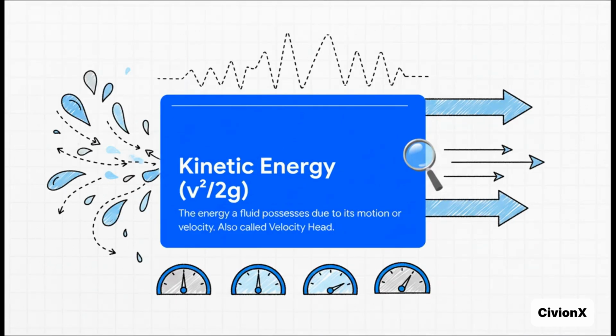Then, of course, there's kinetic energy, or velocity head. This one's pretty intuitive. It's the energy of movement. You know, a raging river has way more kinetic energy than a calm little pond. The faster the fluid is moving, the more of this energy it's got. The formula for it is v squared over 2g, where v is just the velocity.